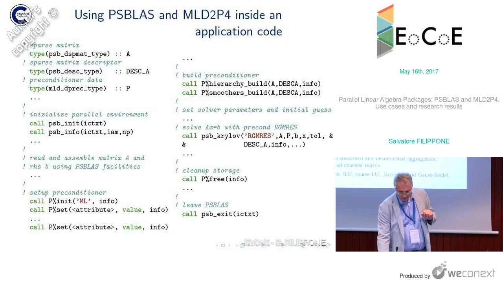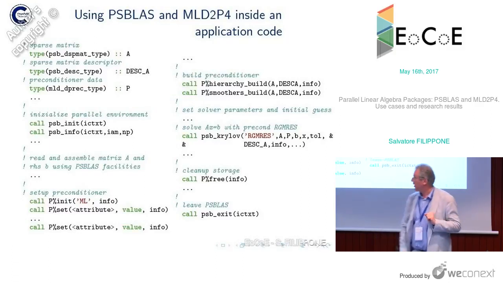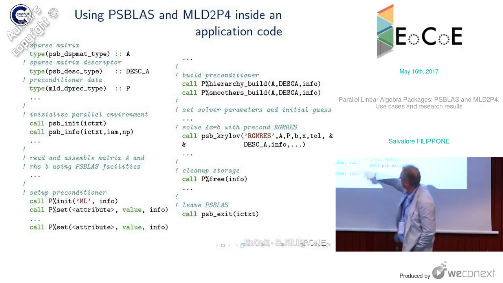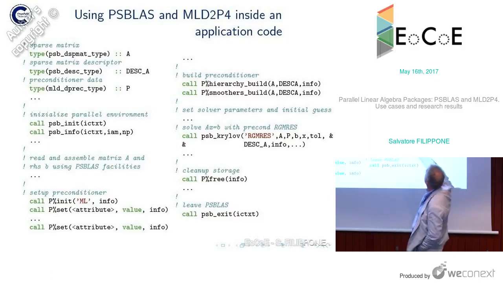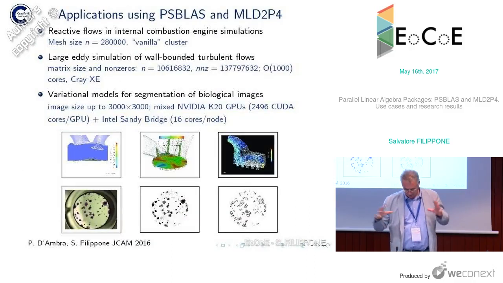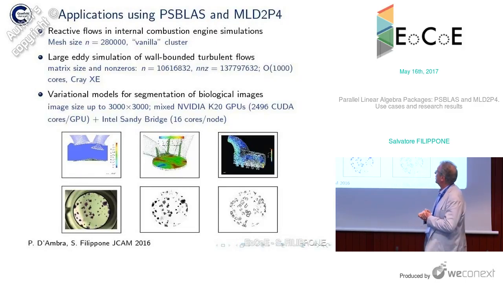So what does an application look like? Well, you have the various objects. You initialize your preconditioner, you set its attributes, you build it, and you apply it inside the Krylov subspace method. That's about it. So we keep a very simple strategy.